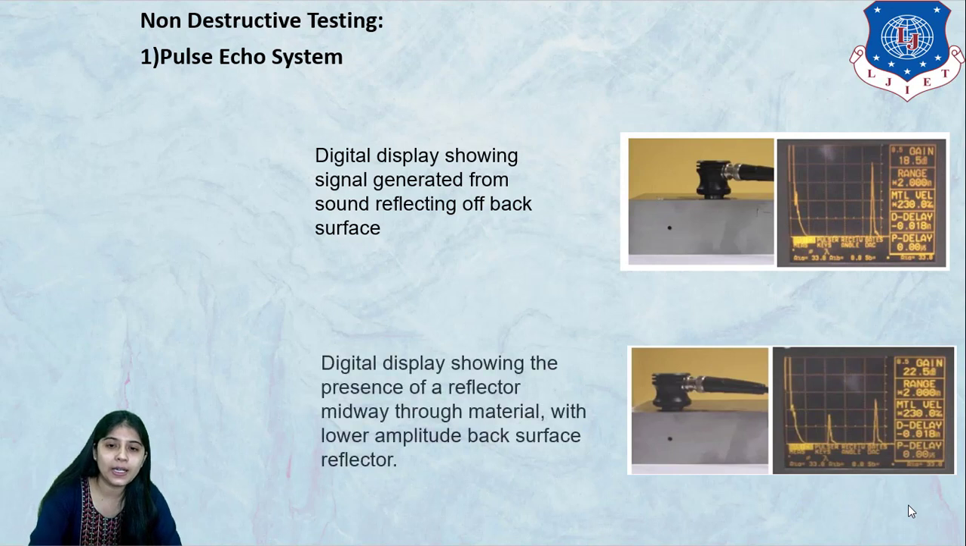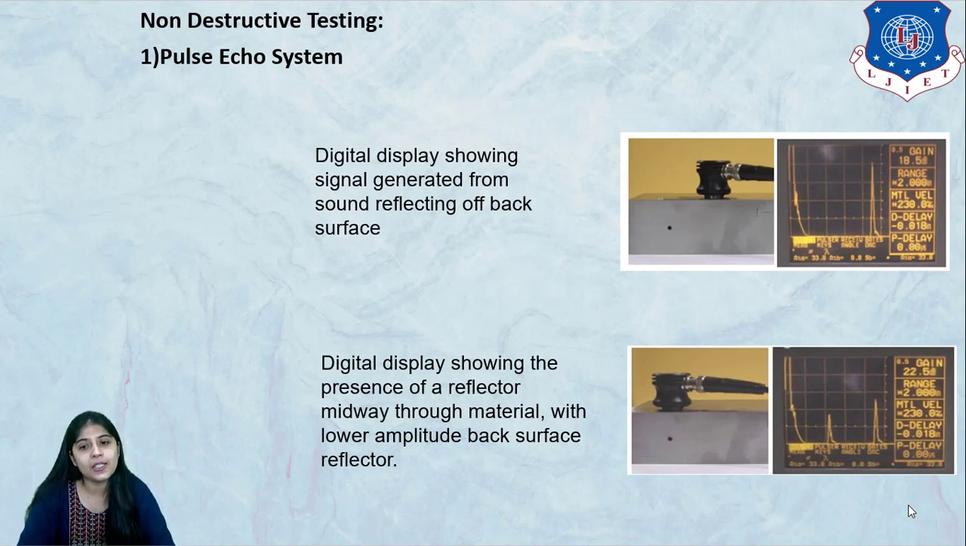Now there is another screen, where the transducer is sliding over the region where the defect is. You can see in the digital screen that there are now three waves. The third one, between the previous two, shows that there is a defect. This digital display shows the presence of a reflector midway through the material, with a lower amplitude back surface reflector. So from this you can see that there is a defect located in the sample.